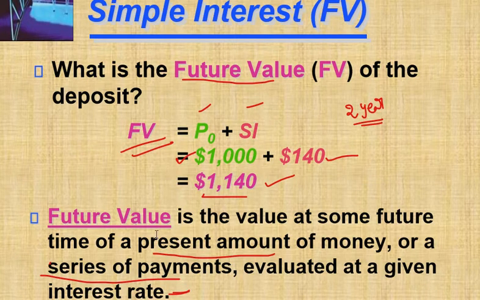Sometimes they will pay in quarterly or 6 months installments. Okay, that we will learn in annuity methods. Just now you please understand about the simple interest and what is future value.